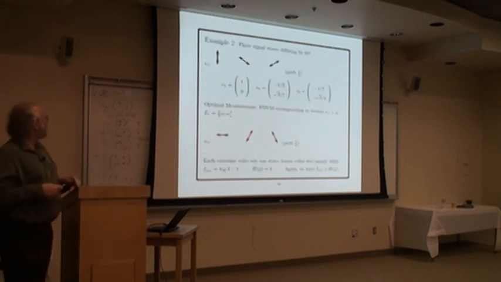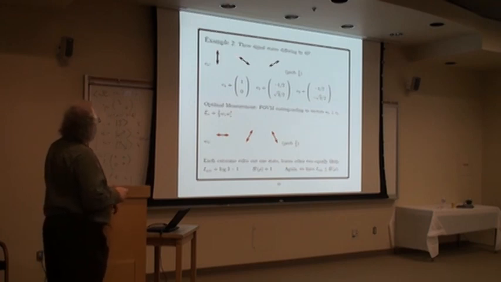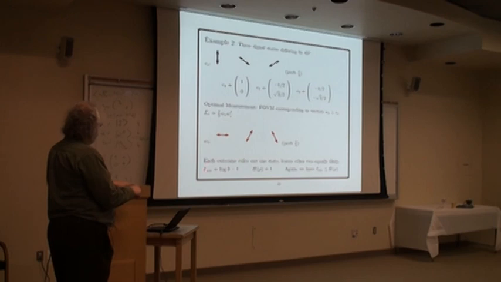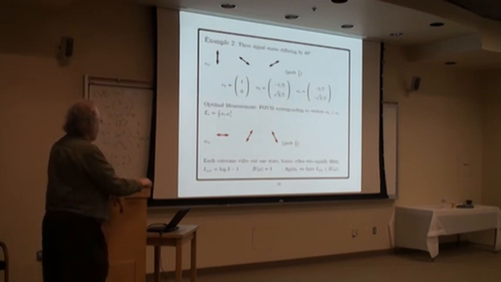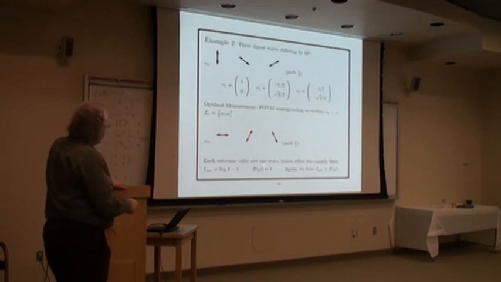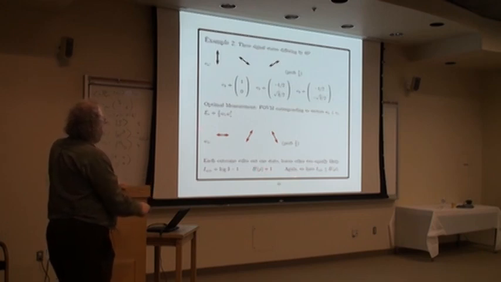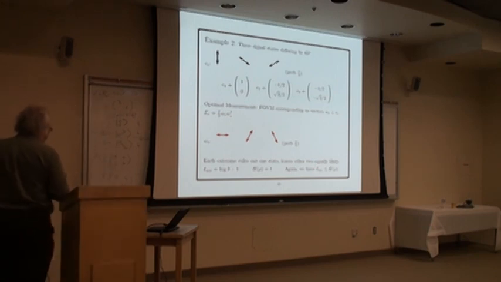So example two, you have three states differing by 60 degrees: vertical, minus 60 degrees and plus 60 degrees. So these are the three vectors. The optimal measurement is a POVM with three outcomes, each with probability 1/3, corresponding to the orthogonal vectors. So each outcome rules out one state and leaves the other two equally likely. And for this, the accessible information is log 3 minus 1, because we started with three different states and we ruled out one, so we have two states at the end, so that turned out to be log 3 minus log 2. And the entropy of the density matrix is 1. So again, you have the accessible information is less than the entropy.